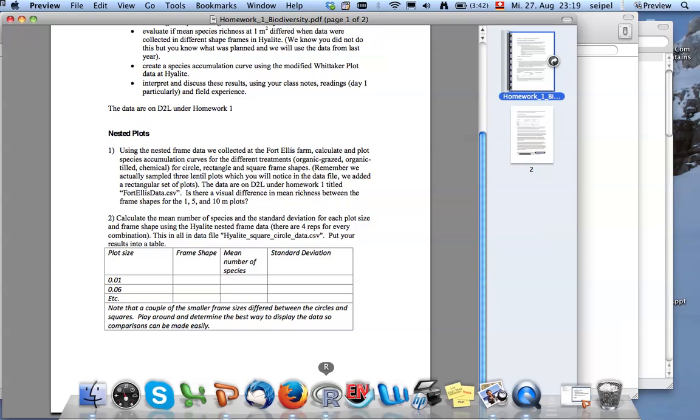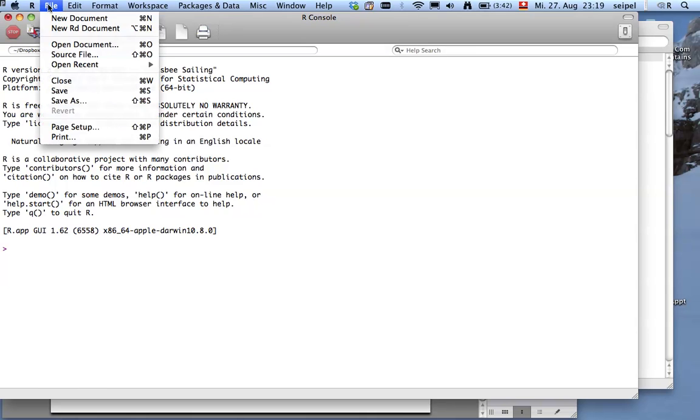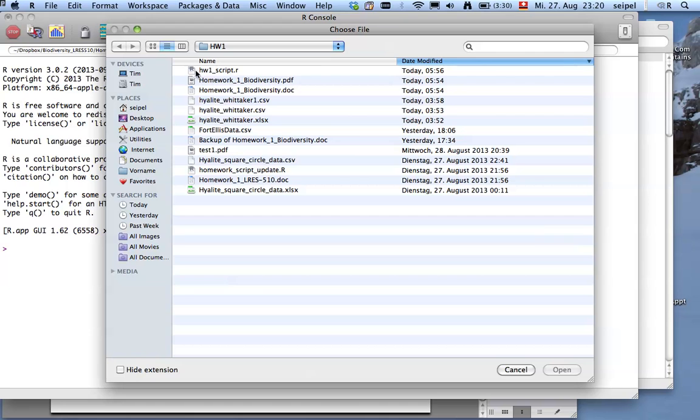So back over to R, and then I'm going to open the script. You can do this in multiple ways. You can either go to open document in Windows or just press Command O, or I think in Windows it might be called Open Script. Either way, I'm going to just say Command O, and I'm going to go to this script, Homework 1 script. I'm going to open it up.